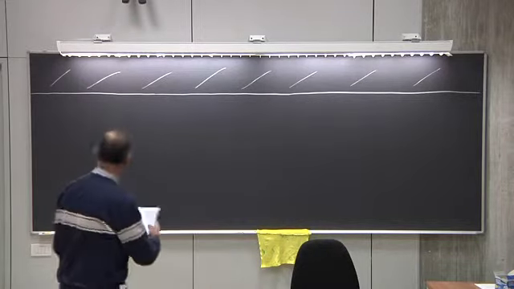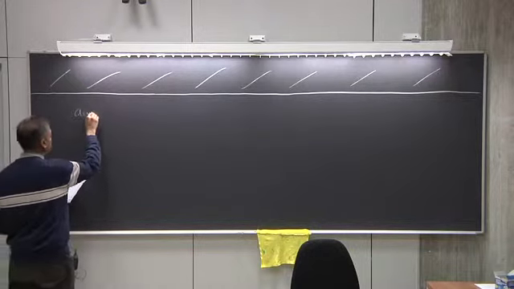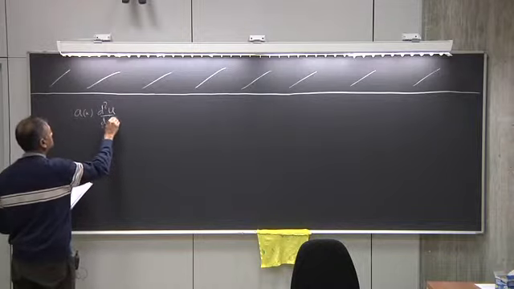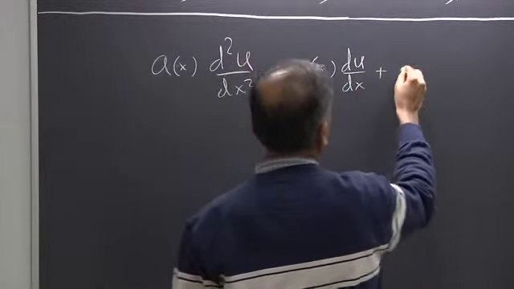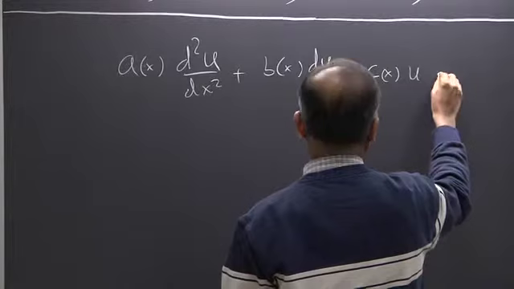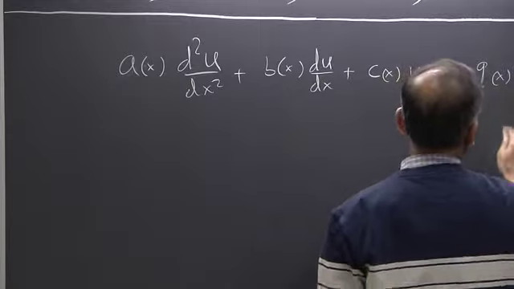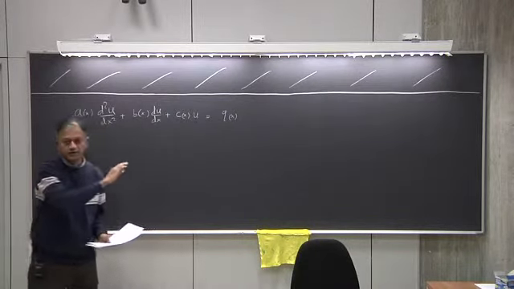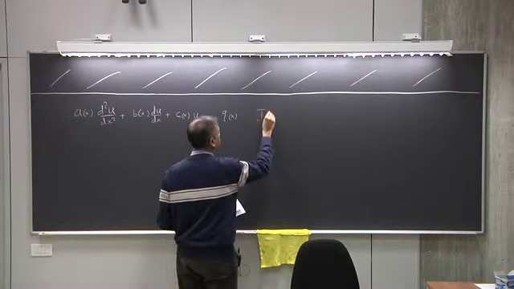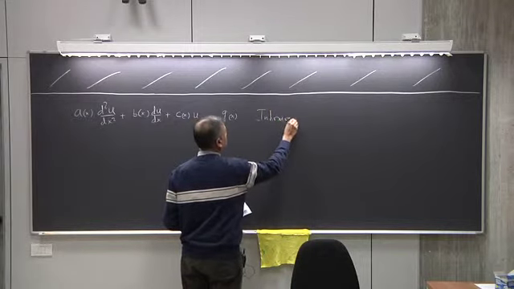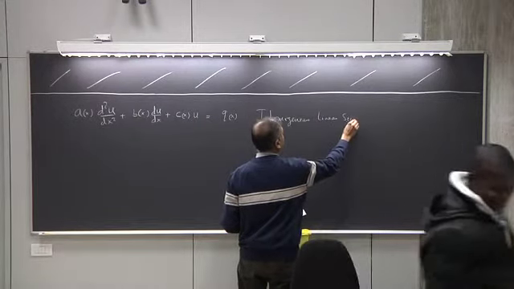Okay, so the differential equation will be, where these are given functions, a(x) d2u by dx2 plus b(x) du by dx plus c(x) u equal to q of x. Okay, this is the linear second order differential equation, but it's inhomogeneous if q is not 0, right? So it's an inhomogeneous linear second order differential equation.